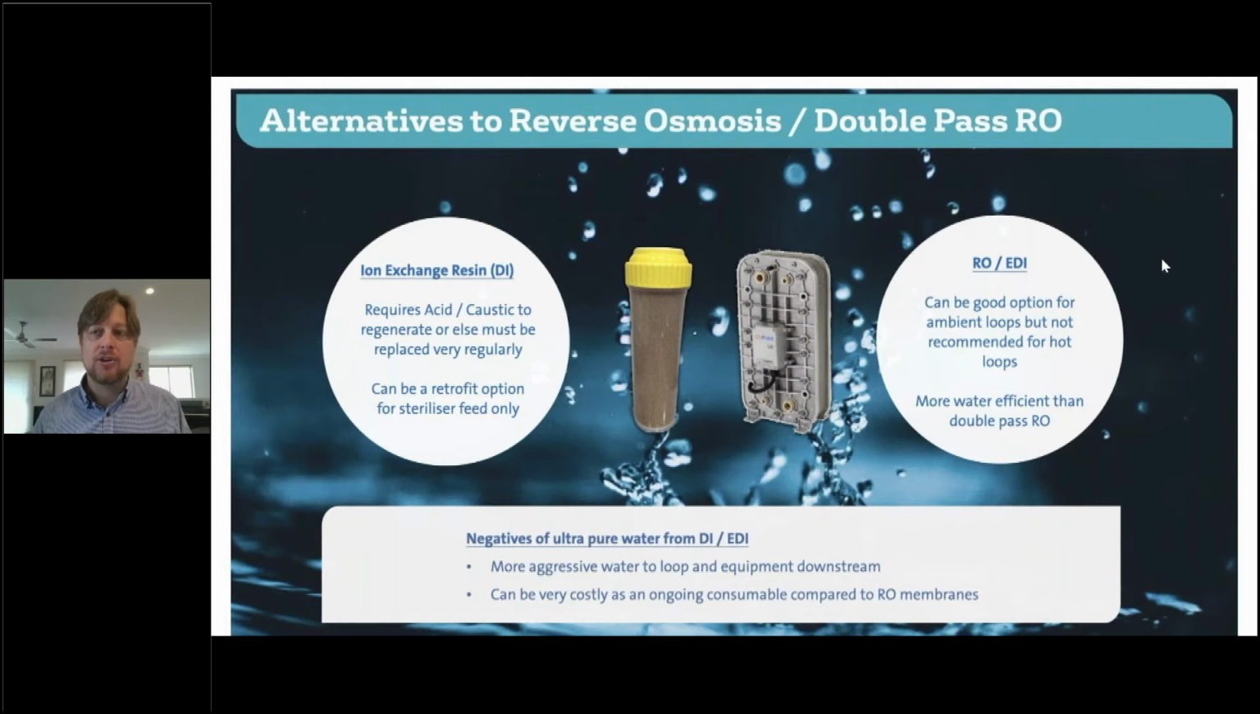So that means you've got to think about the wear and tear on your systems downstream, because it is a more aggressive water source. Even though it's pure, it is more aggressive. And also your consumables with EDI or DI can be costly compared to RO membranes. RO membranes have become more of a commodity consumable today, so they're not as expensive. So they're the things you need to weigh up. So in most cases, the double pass RO, if required, single if you can get away with it, is the most cost-effective solution, though there will be situations where an EDI may be considered.